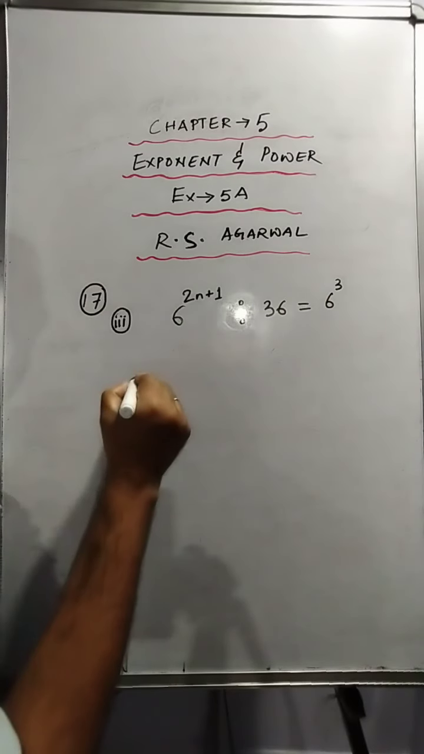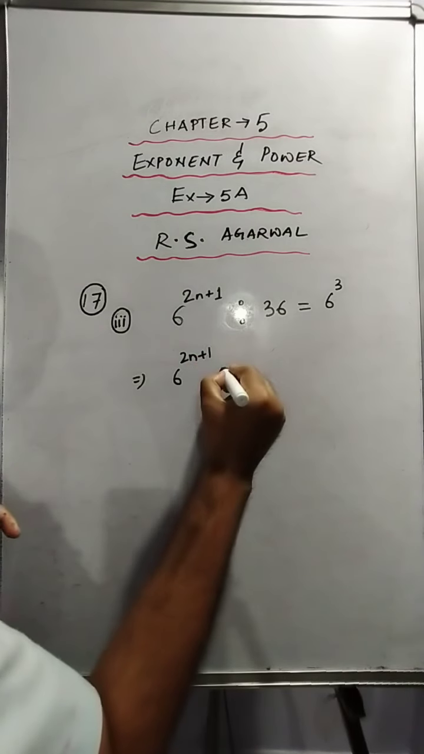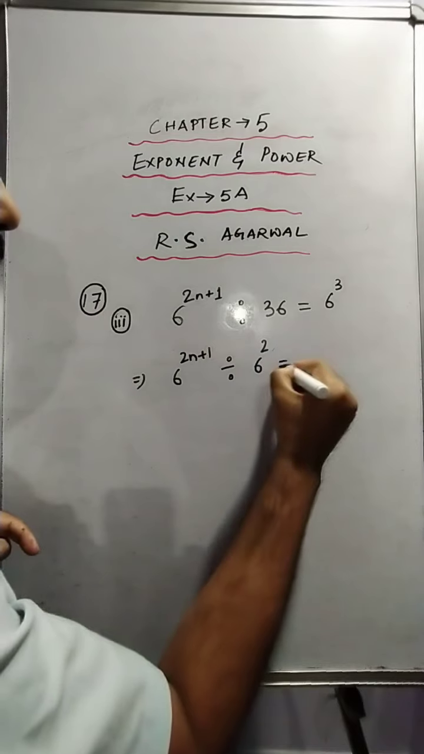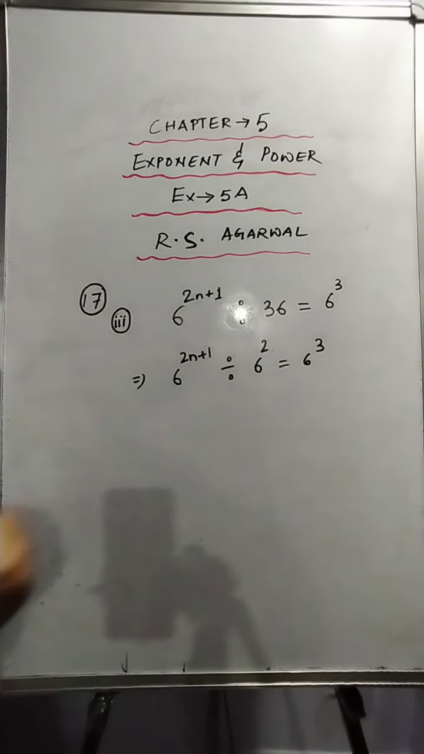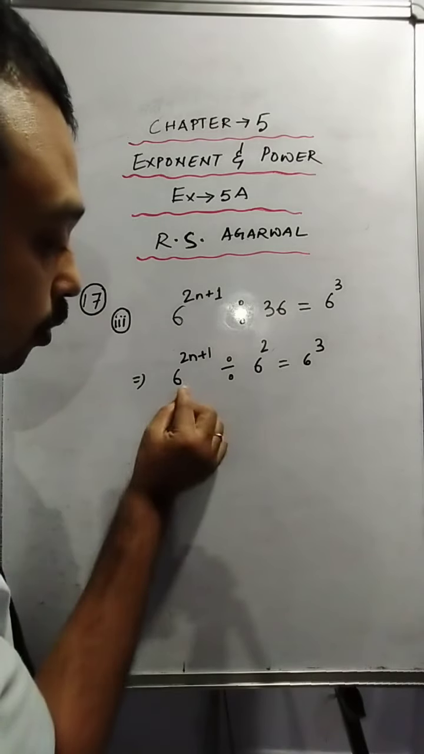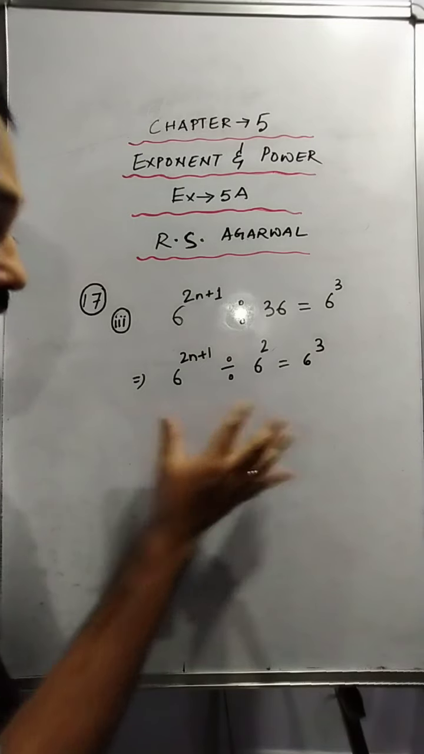So in that way what will happen? We will make the bases similar. So 6 to the power 2n plus 1, division sign, and in place of 36 we can write 6 square, and that would be equals to 6 cube. Now once we have done this, we can see that all the bases are similar now. Now we will first try to solve the LHS.